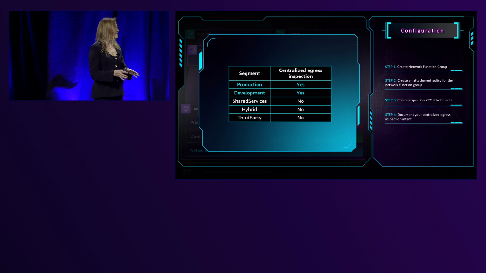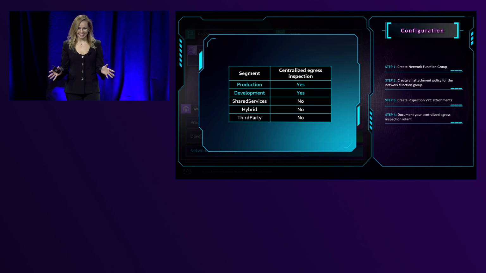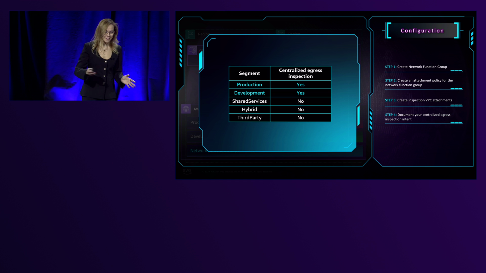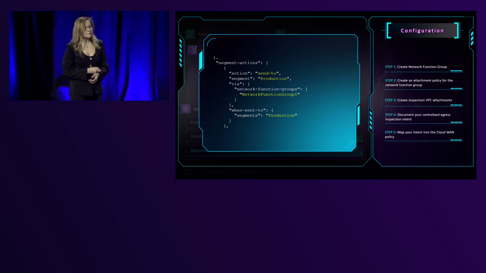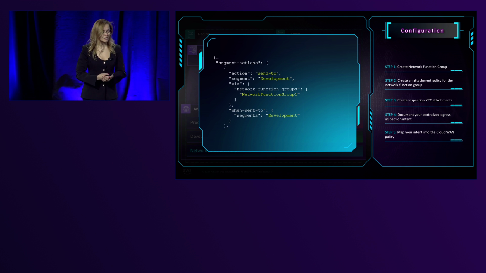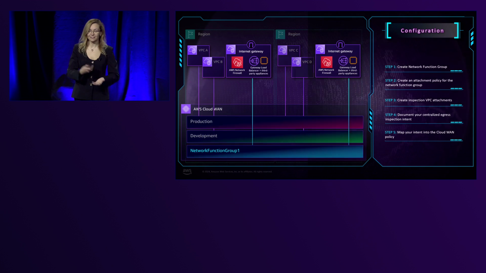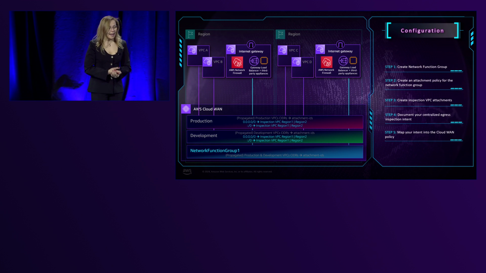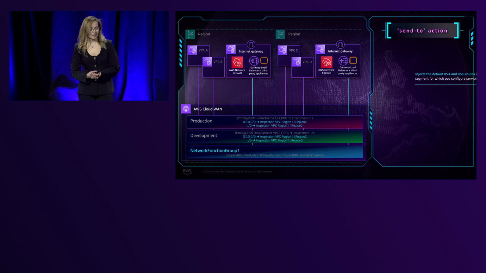This table is something that I ask all my customers to do, to have it in a wiki page or in a documentation page. Now, once you've documented this, you can translate it into the Cloud WAN core network policy, and you can configure segment actions. Now, these segment actions, you can configure them on a per segment basis for all the segments that require that inspection intent. And they translate into routes that are injected into your route tables in Cloud WAN.